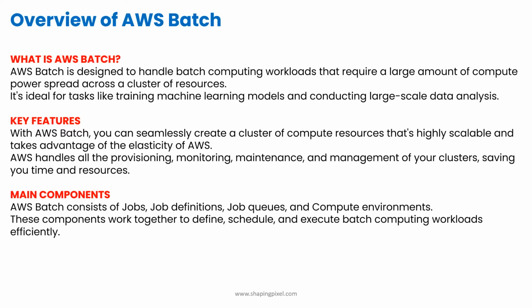AWS Batch consists of jobs, job definitions, job queues, and compute environments. These components work together to define, schedule, and execute batch computing workloads efficiently. That's a quick overview of AWS Batch. Thank you for joining us and best of luck with your continued learning.